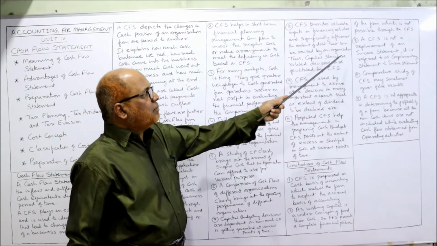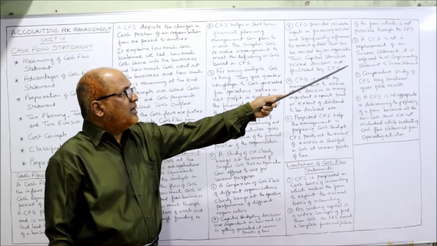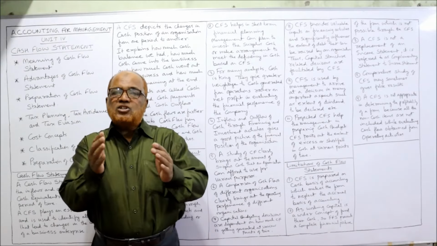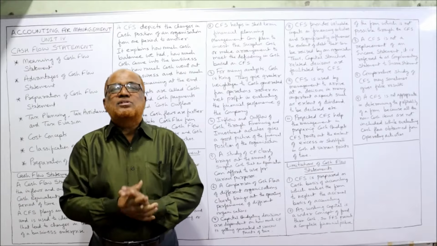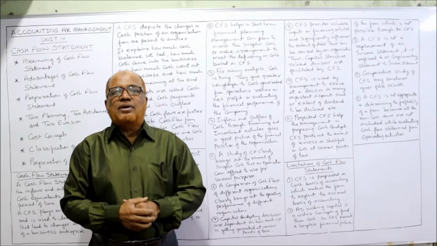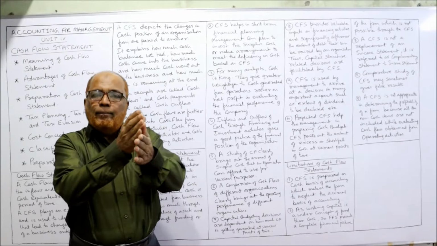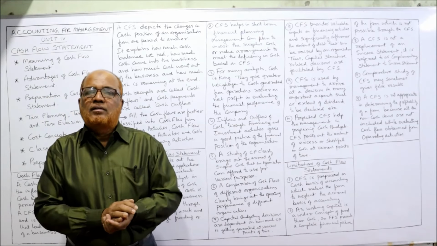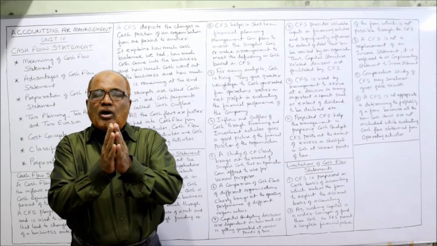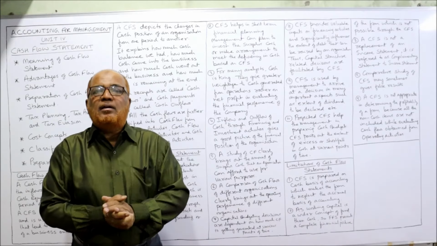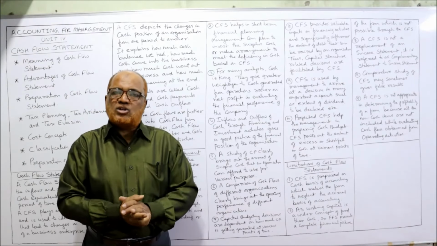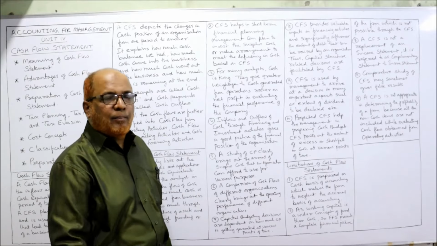Next one is, cash flow statement is not a replacement of income statement. It is referred to as a complementary statement to income statement. We should not say that cash flow statement is a substitute of income statement. Cash flow statement is only complementary to income statement. First of all, we make the income statement to find out the profit, and we make the cash flow statement to find out the cash position. So they are not competitive. They are supplementary to each other. That's why a business organization will make income statement and will make cash flow statement. Both are required for different purposes.